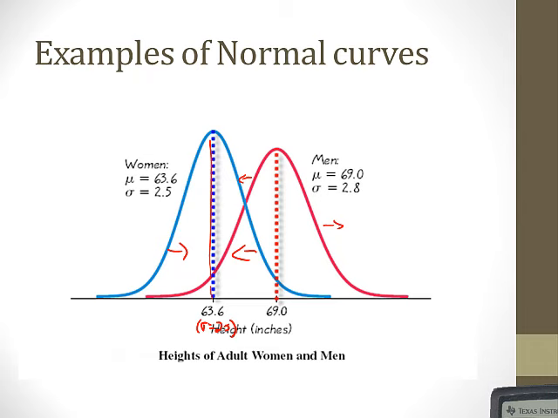Now notice the mean at 69 is not taller than that. It's shifted over to the right, because the mean goes along the x-axis. As I get further to the right, I get a larger mean.